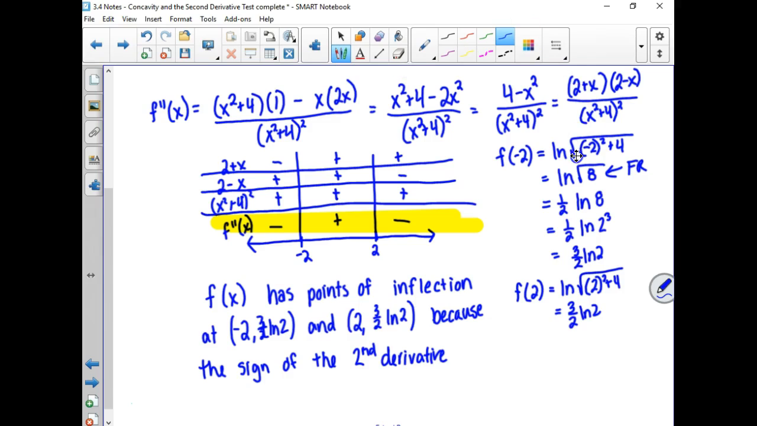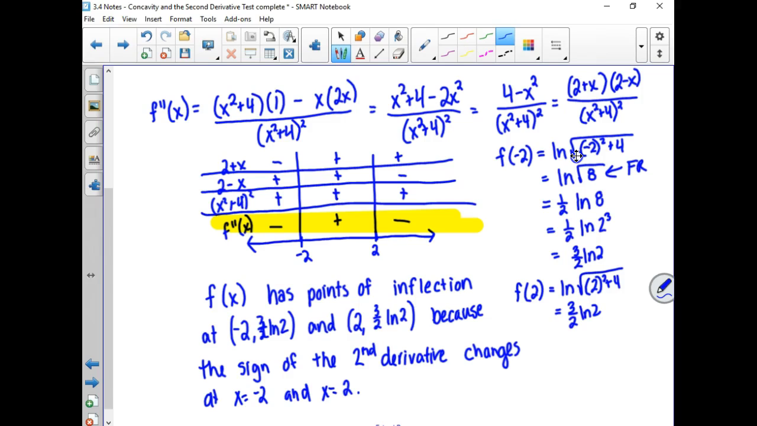So that should say f of x has points of inflection at negative 2, 3 halves natural log of 2, and 2, 3 halves natural log of 2, because the sign of the second derivative changes at x equals negative 2 and x equals 2. And again, you can word that different ways. You can call it f double prime of x. But you must talk about that second derivative.